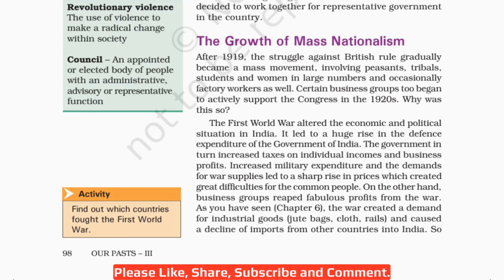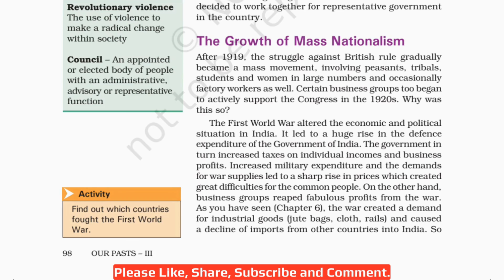This raised custom duties and it started income tax. So the people had to now pay a tax on their incomes. On the other hand, business groups reaped fabulous profits from the war. Business people also reaped a positive impact as well.